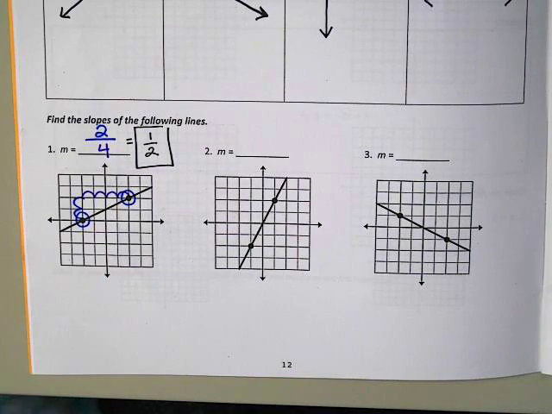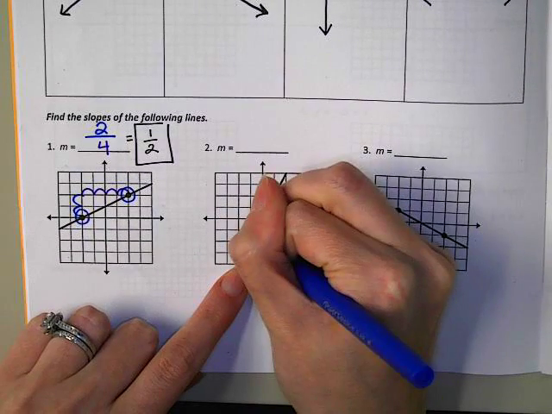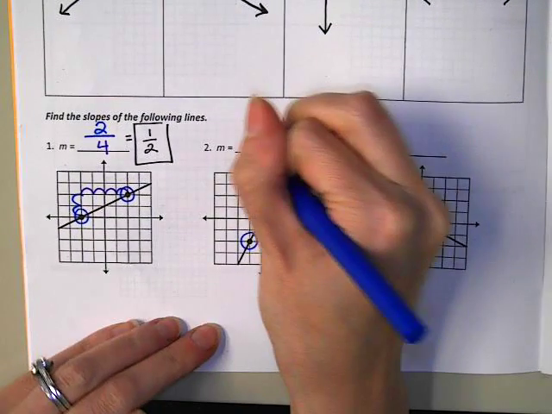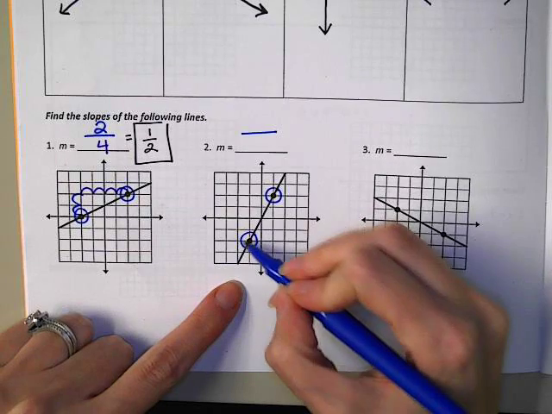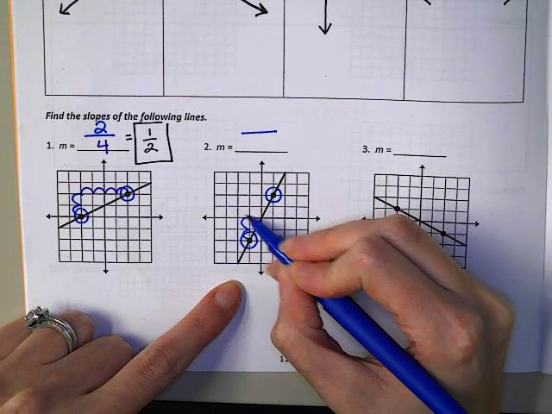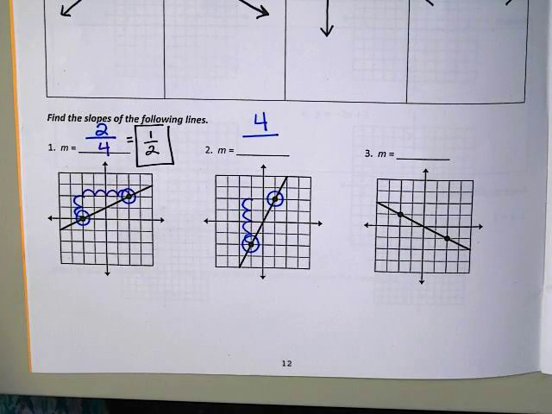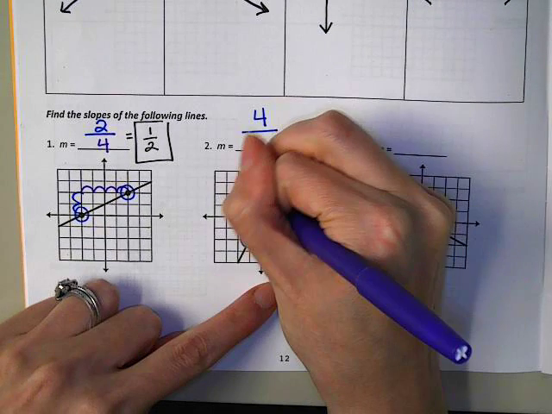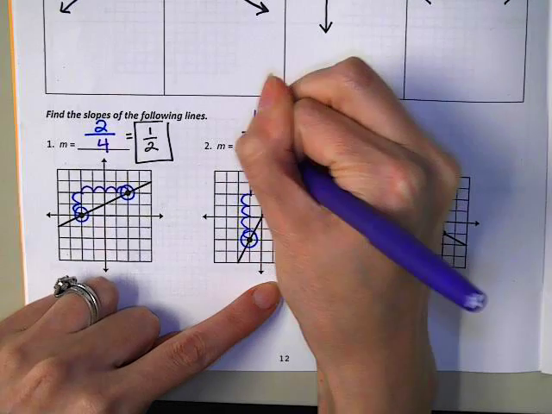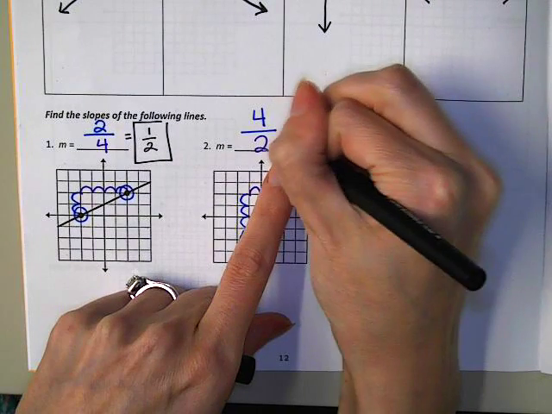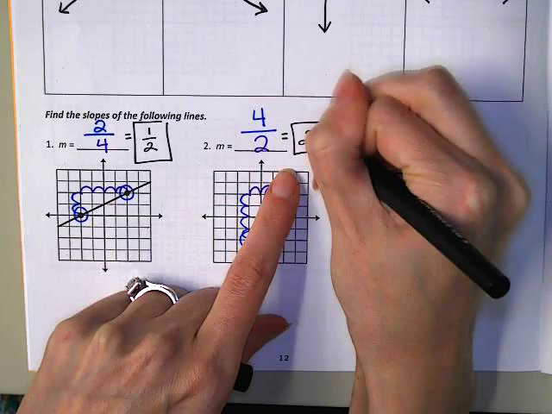Okay, number 2. How do we get from this point to this point? Well, I'm going to make our fraction. We're rising, we're going up 1, 2, 3, 4. So up is +4. And then we're running right 2, so +2. And then again, you always want to simplify. 4 divided by 2 is 2.